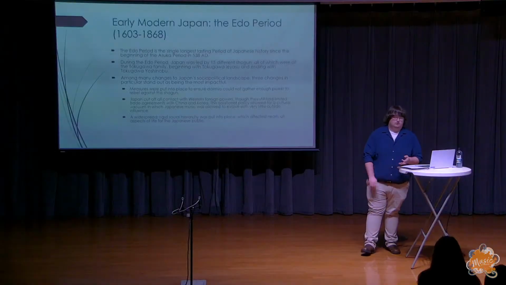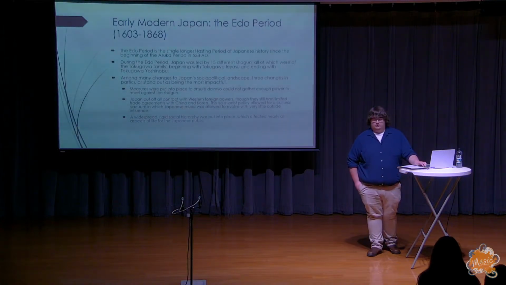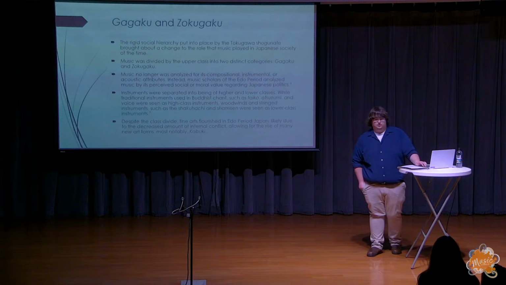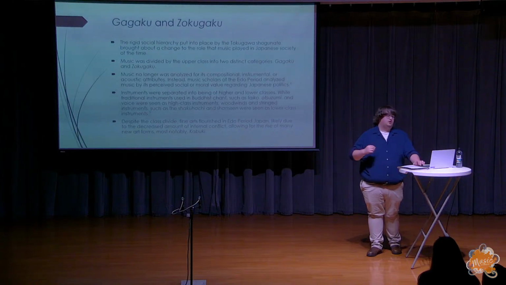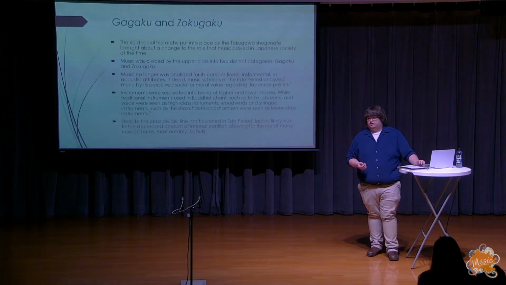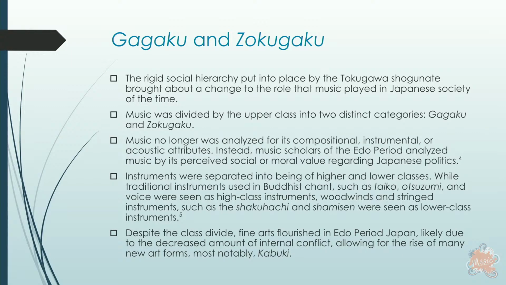And more importantly for this presentation, there was a limit placed on the types of music that you could compose, that you could listen to, the type of instruments that you could use to compose or perform that music. Very, very limiting. Garaku and zokugaku are the two terms that are used to define what is higher class music and what is lower class music. Garaku, as we discussed earlier, means court music. It is for that upper class higher court. And then zokugaku is for the lower court. Gaku just means music, but zoku means vulgar. It is literally music for that lower class of people, is what it was defined as.